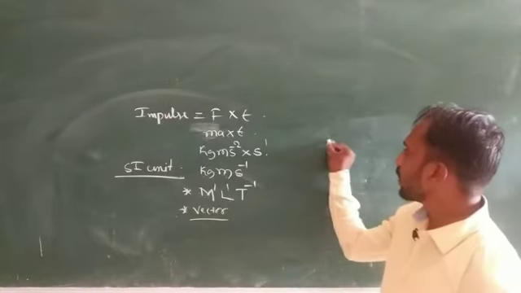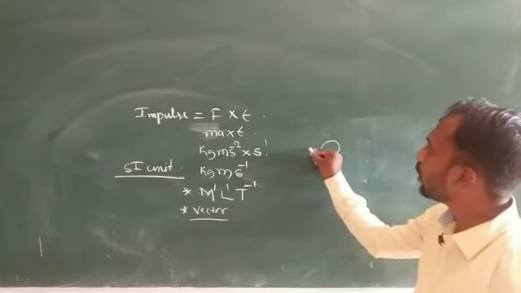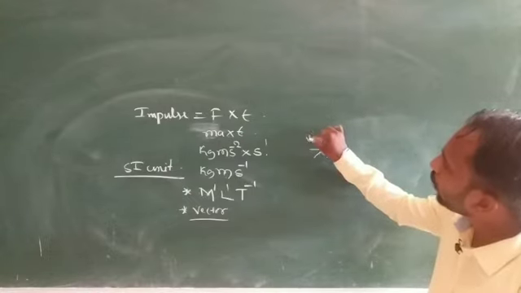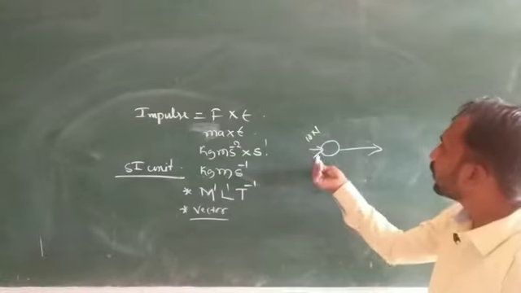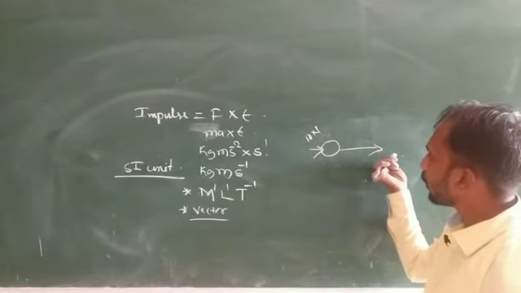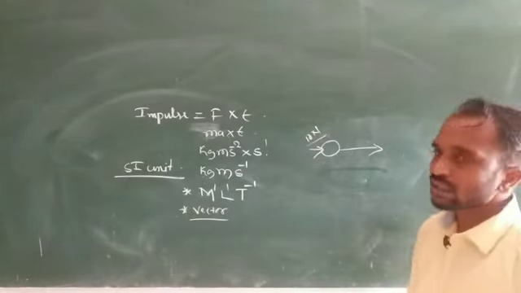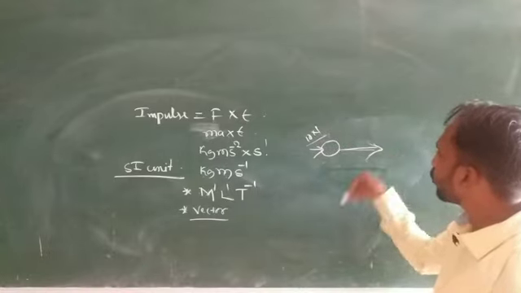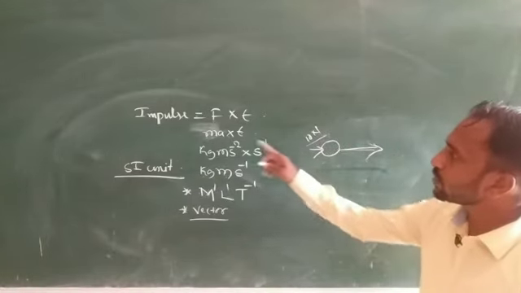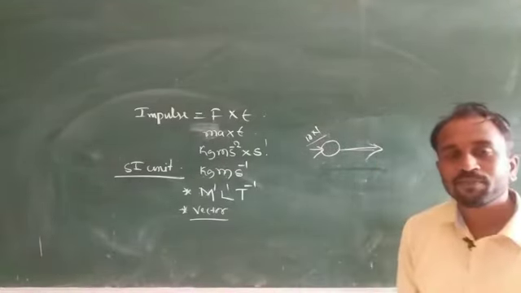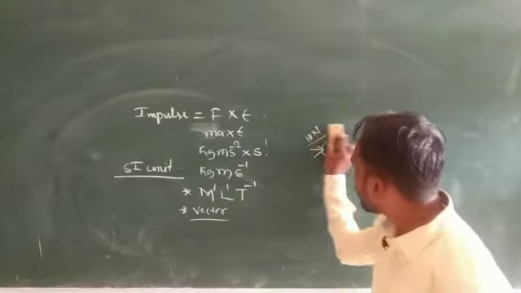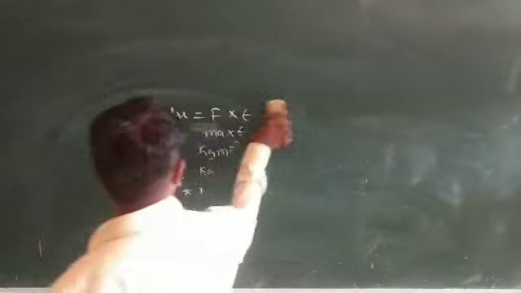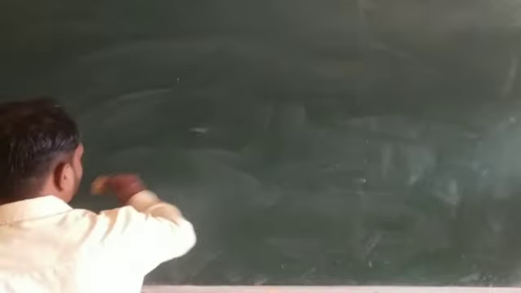Suppose this is a football, and I apply 10 Newton of force in this direction. So this football moves in a particular direction. The magnitude is 10 Newton and it shows a particular direction. So impulse is a vector quantity. Next, impulse is equal to the change in momentum.